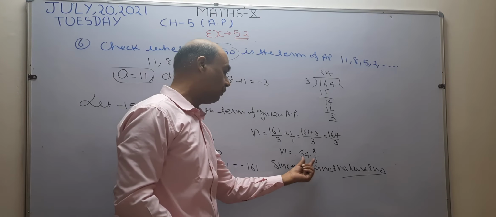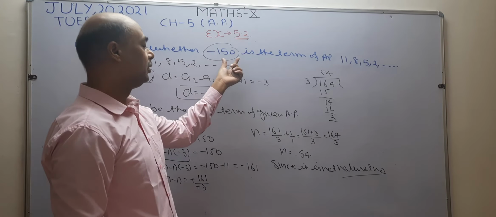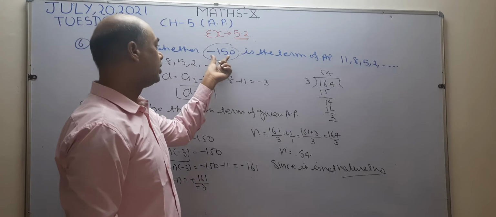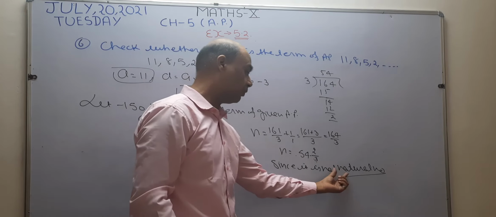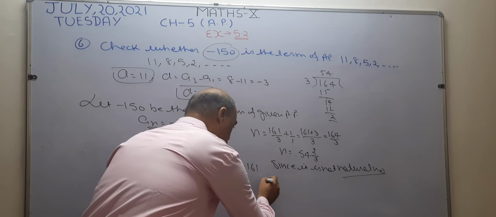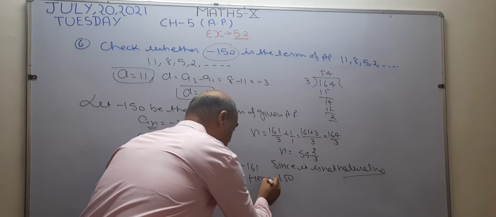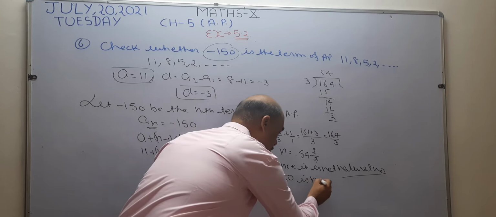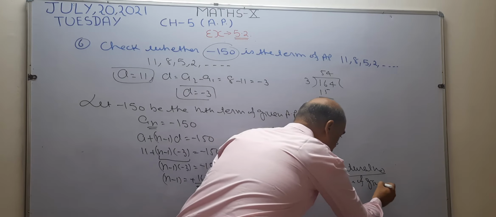If it were a natural number, suppose your answer is 54, then minus 150 would be the 54th term of the AP. But in this question, the answer is 54 and 2 by 3, so this is not a natural number. Since it is not a natural number, therefore, or you can write here, hence minus 150 is not a term of the given AP. This is not a term of this AP, because our number is not a natural number.